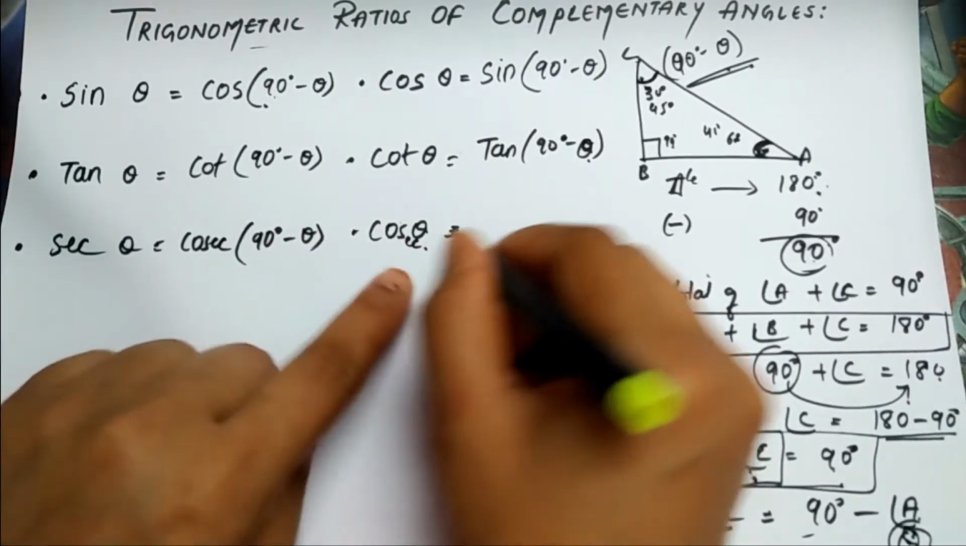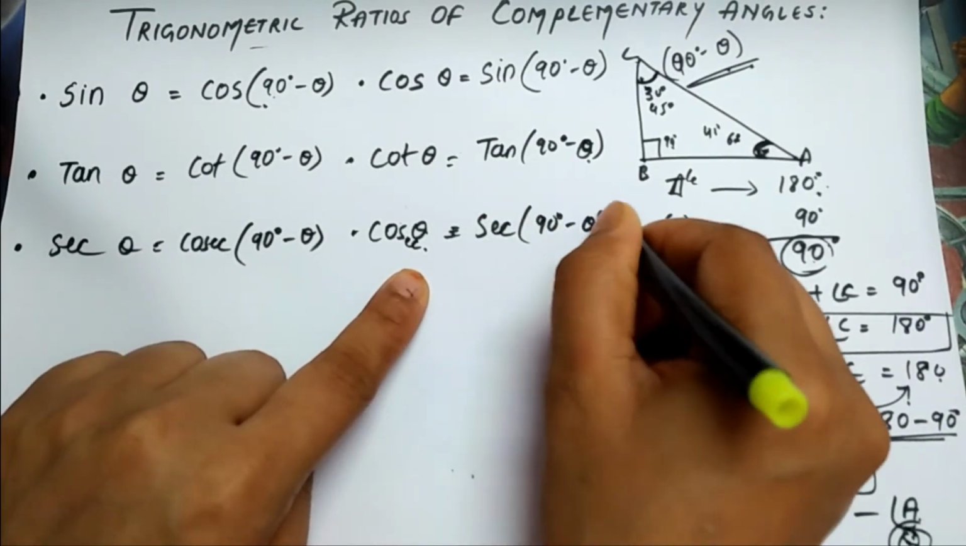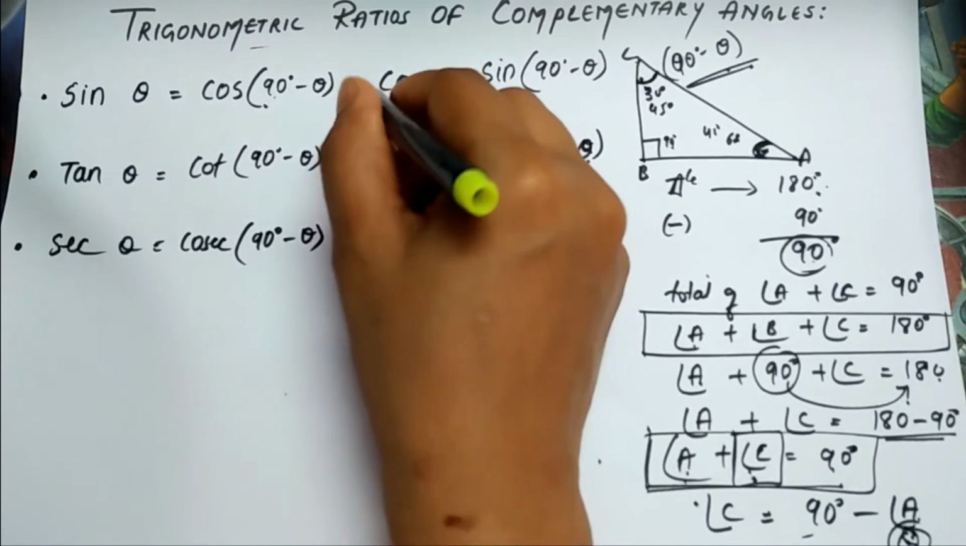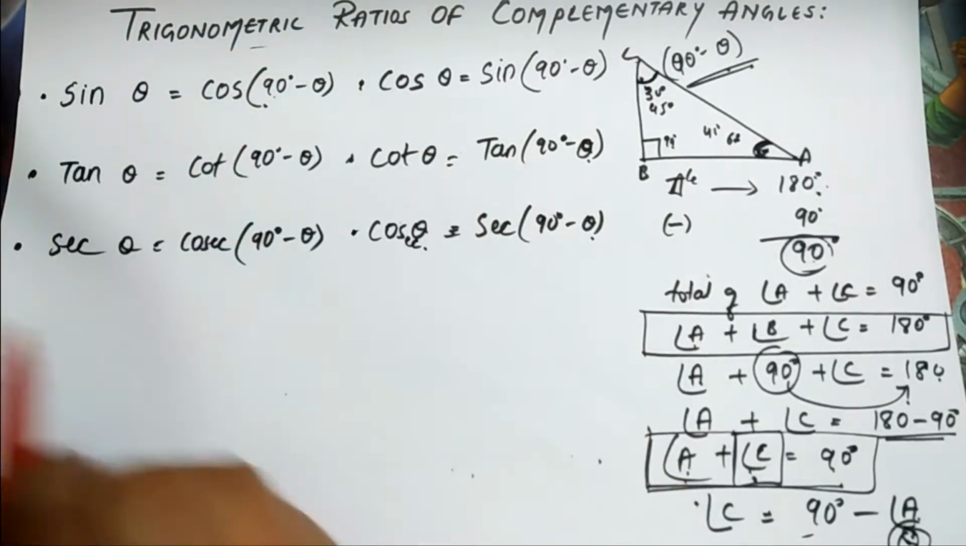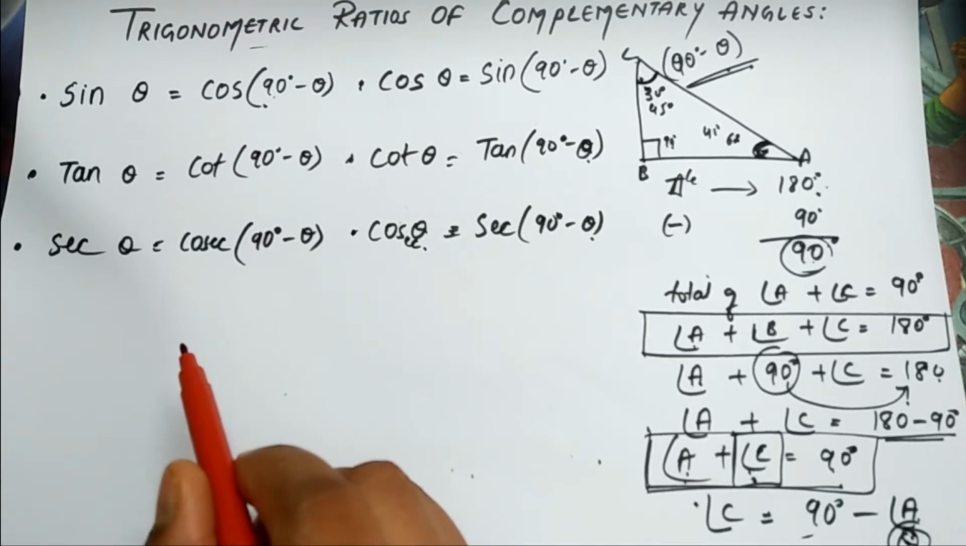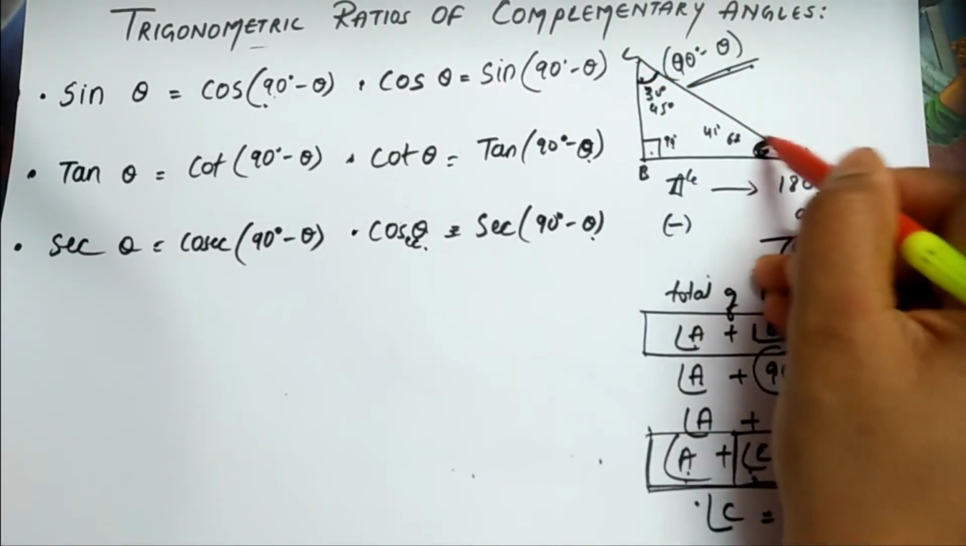And here cosecant theta is nothing but secant 90 degrees minus theta. Okay, so these are the formulas which you need to remember. It's very simple. I gave the reasoning here why we are taking 90 degrees minus theta and not any other angle.